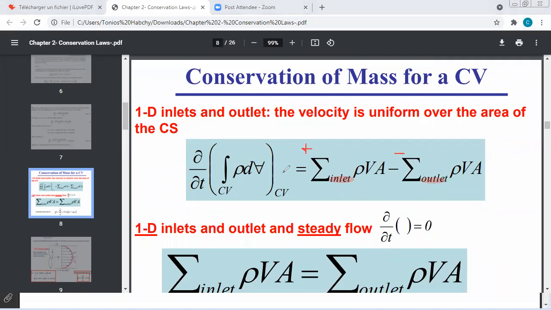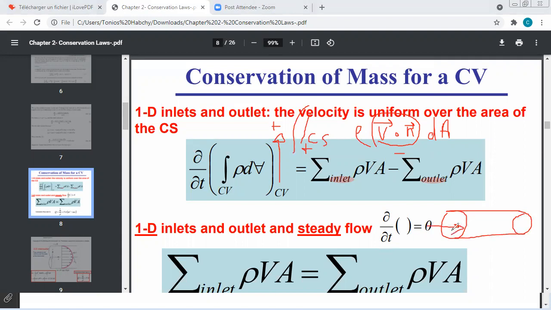Why? Because you know that when the term was on this side, I have plus the integral over the control surface of rho V dot N dA. We said that when we have an inlet, V dot N is negative, while when we have an outlet, V dot N is positive. If you go back to your tube, for the inlet, this is your normal vector, which is opposite to the velocity vector, while for an outlet, the normal and velocity are collinear and in the same sense. So V dot N for an inlet gives a negative result, and for an outlet a positive result.